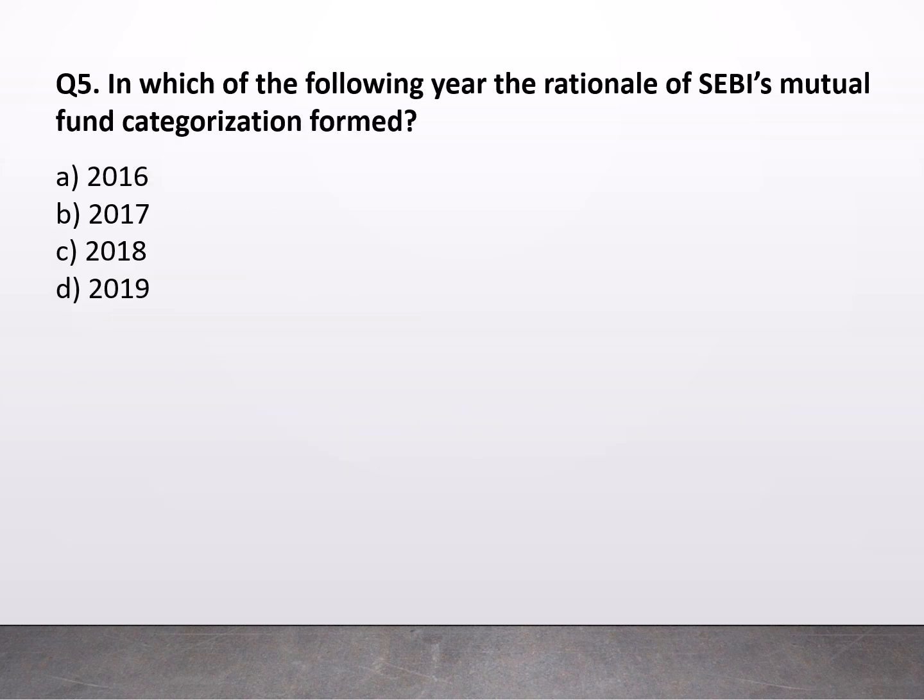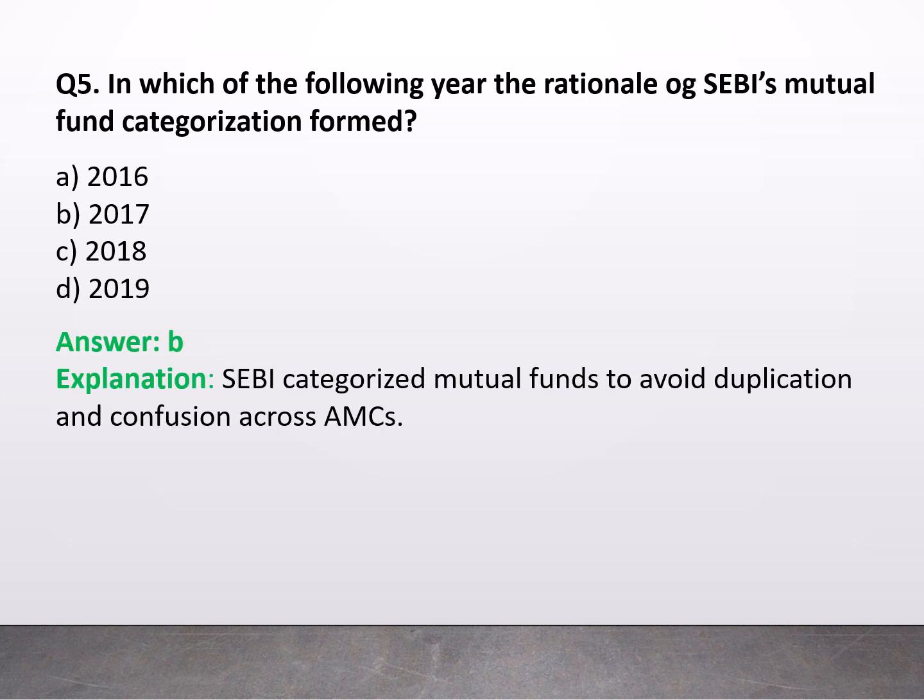Next question. In which of the following years was the rationale for SEBI's mutual fund categorization formed? Option A 2016, option B 2017, option C 2018 and option D 2019. Correct answer is option B 2017. SEBI categorized mutual funds to avoid duplication and confusion across the AMCs, so that in each category only one fund should be there, to avoid confusion for the investor.